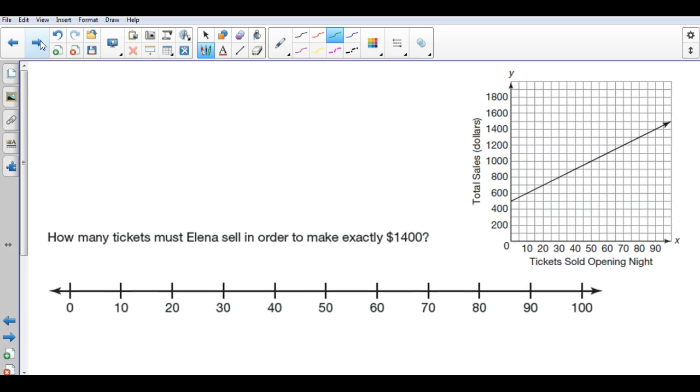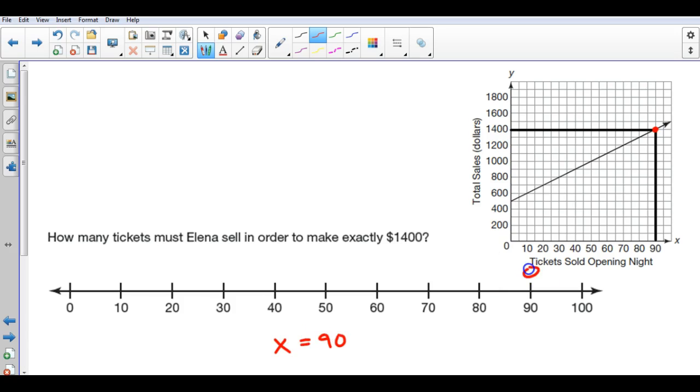So this one is kind of interesting. It says, how many tickets must she sell in order to make exactly $1,400? So that's where I'm going to go all the way up to 1,400 on my graph here. I'm going to draw an arrow over, and then I'm going to go straight down. So for her to earn exactly $1,400, not $1,390, not $1,420, she wants to earn exactly $1,400. So what that means is she would need to sell 90 tickets to reach that. And if she sells 89 tickets, or if she sells 91 tickets, that would be too little or too much. So exactly 1,400 means she would need to sell exactly 90 tickets.